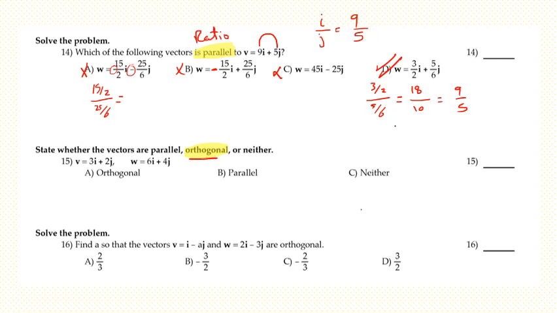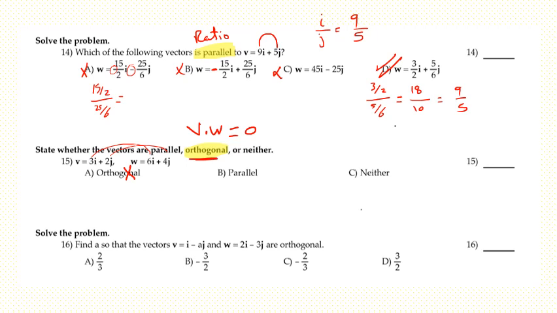Now, two vectors are orthogonal if the dot product is equal to 0. Let's first determine if they are parallel, orthogonal, or neither. 3 times 6 is 18, and 2 times 4 is 8. 18 plus 8 is 26, so it's not 0, so they are not orthogonal.